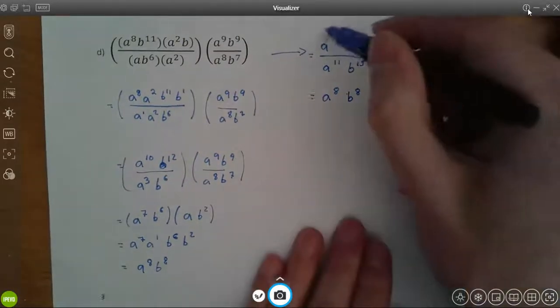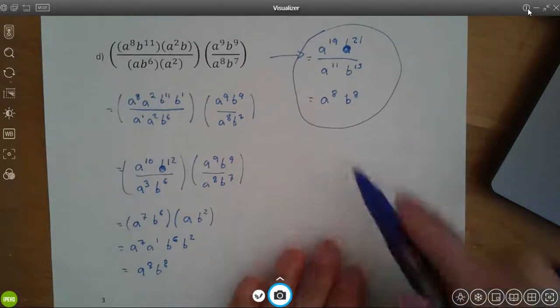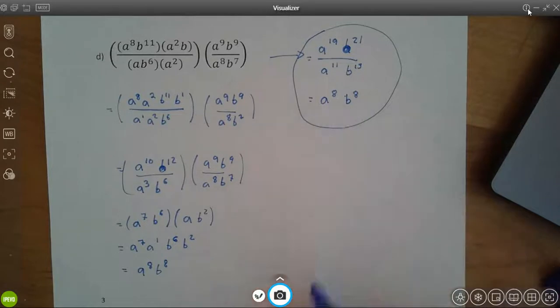So that's a little bit of a more challenging question when we're working with variables instead of numbers, but our goal is to write things as simply as we can as single powers. Here we can't evaluate because I don't actually know values for A and B.